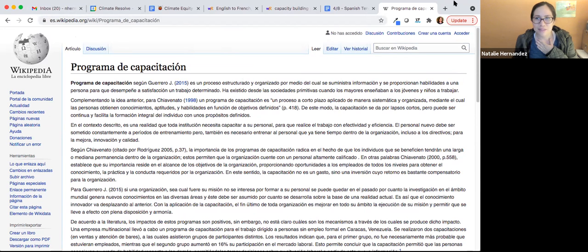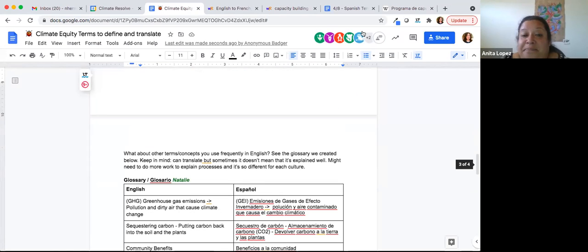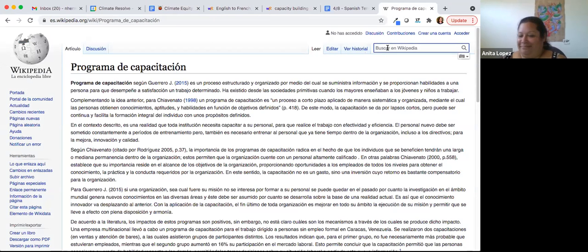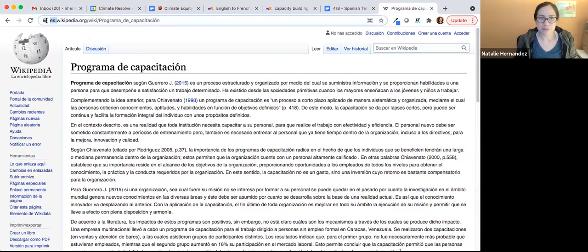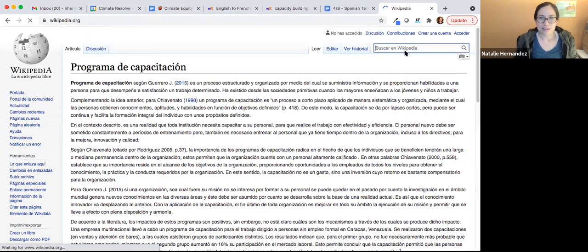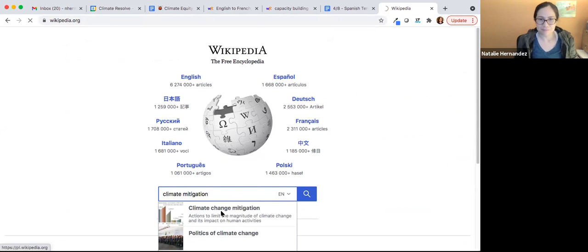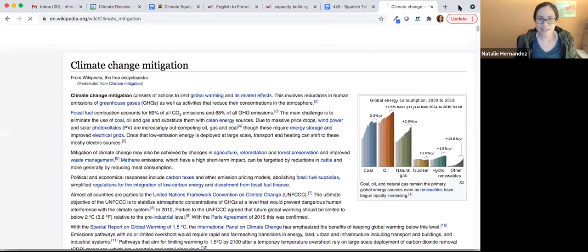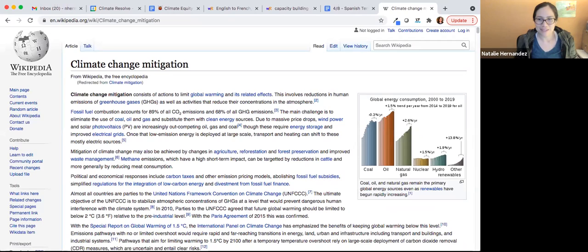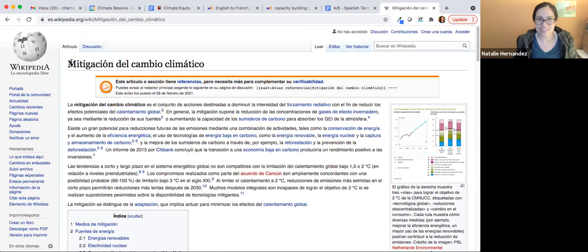But maybe someone else can give me a technical term that we're trying to use. Mitigation. Okay. Let me just do wikipedia.org. Look up climate mitigation. Who wants to do climate change mitigation? And then this is the very technical English page, but what I wanted to show is you can go to the Spanish page and just double check the word that they're giving.